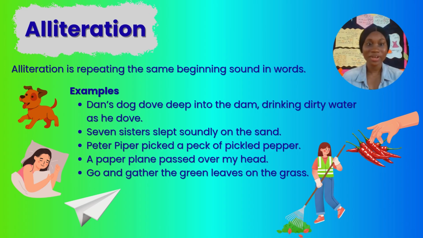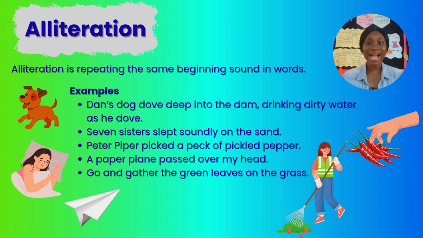Now, the last figure of speech I'll be talking about in today's class is what we call alliteration. Alliteration simply means repeating the same beginning sound in words. Take note, it's more like repeating the same consonant sound, because there's another figure of speech that has to do with repeating the same vowel sound. But your vowels are what? A, E, I, O, U. But for alliteration, you only repeat consonant letters or consonant sounds in words.